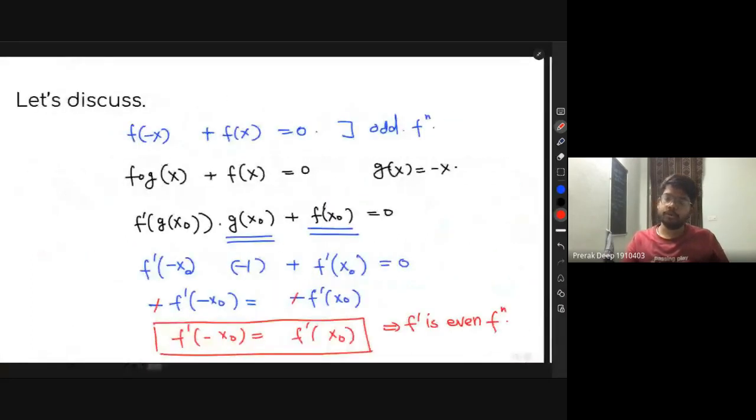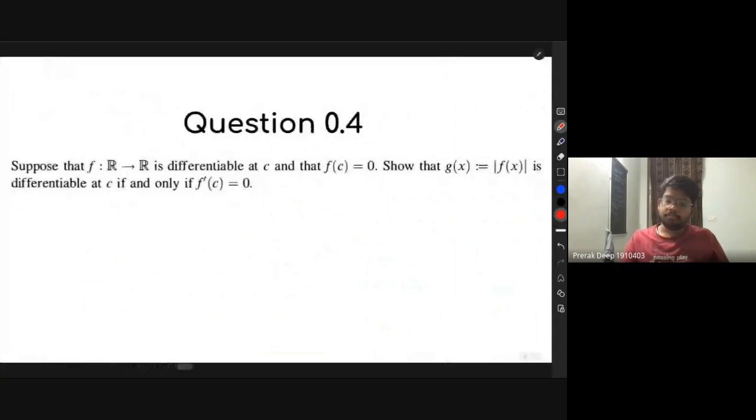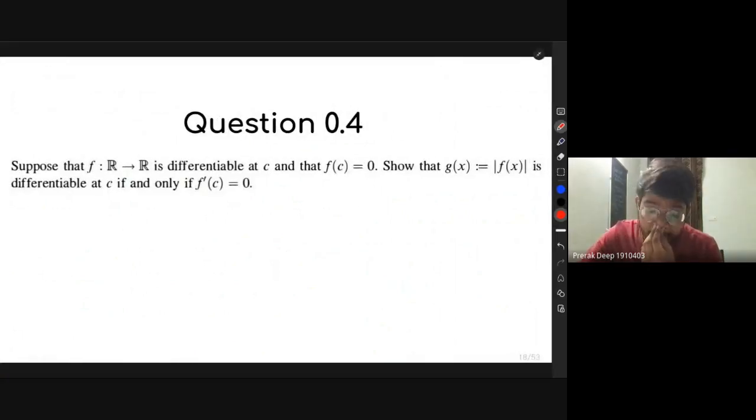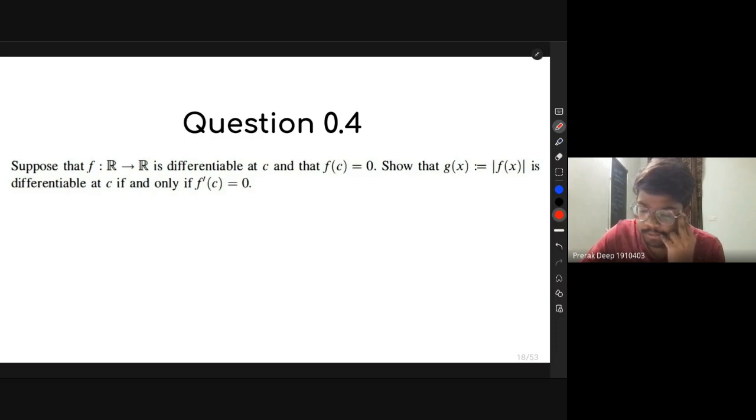So let's move on to discuss question point 4. In this question, it is given that f is a differentiable function at c and f of c is equal to 0. You need to show that g of x, which is equal to modulus of f of x, is differentiable at c if and only if f prime of c is equal to 0.